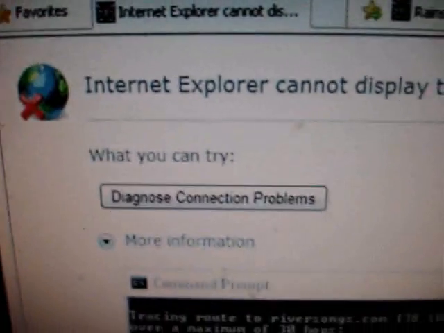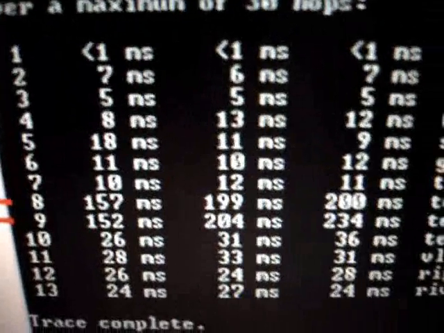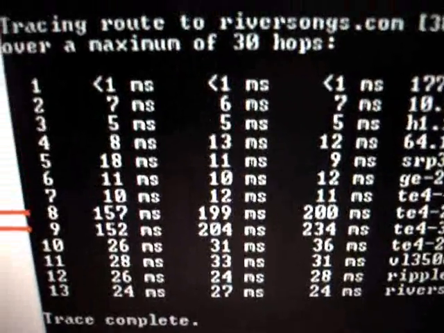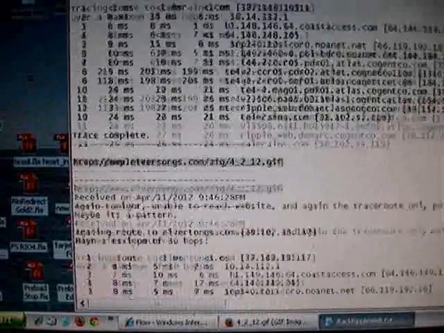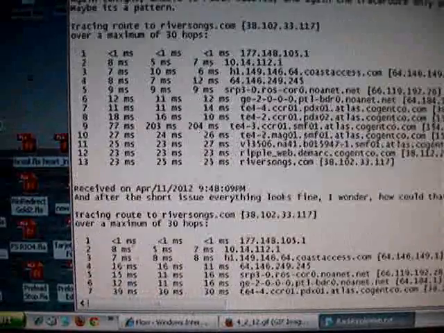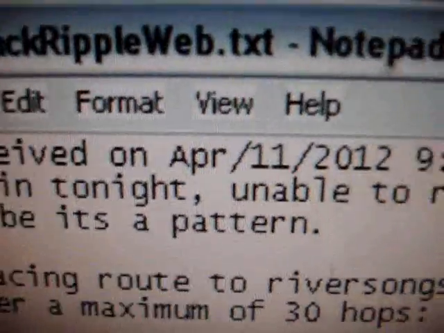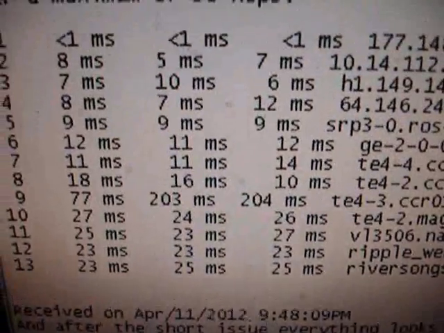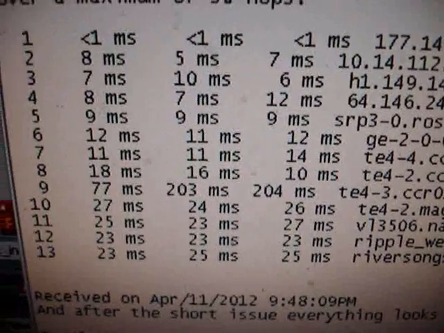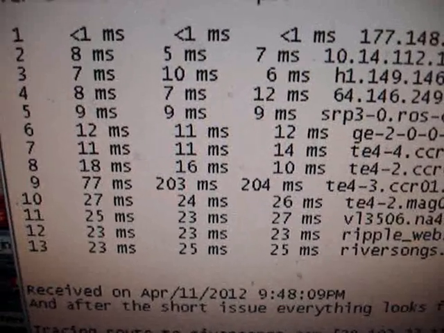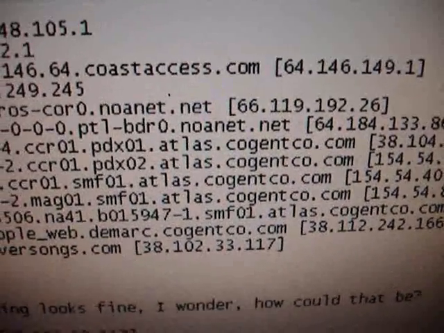Well, it says Internet Explorer cannot display the web page. Well, why is that? I wonder. So, back to the notepad now. This one is from April 12th, 2012. And again, you can look at all the hops you want. There's only one that stands out when I have a problem accessing my web. It's down here most of the time, and there it is, Cogentco again.